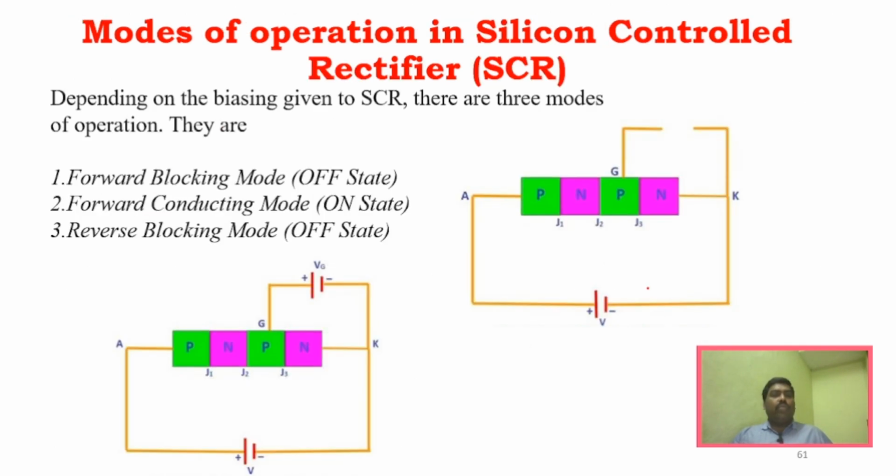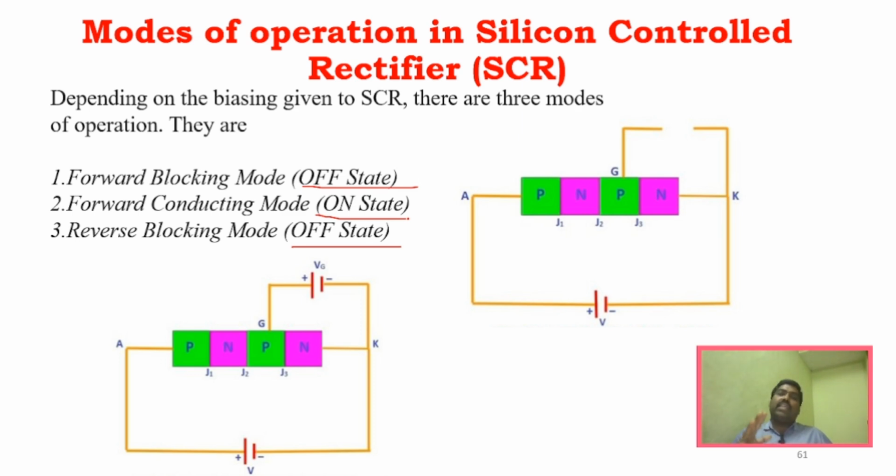Coming to the working modes, we will see them in detail in the next video. But here you have to understand that there are 3 modes: forward blocking mode, forward conducting mode, and reverse blocking mode. In forward blocking mode and reverse blocking mode, the SCR is in the off state. Only in forward conducting mode is it in the on state. We will see these modes in detail.